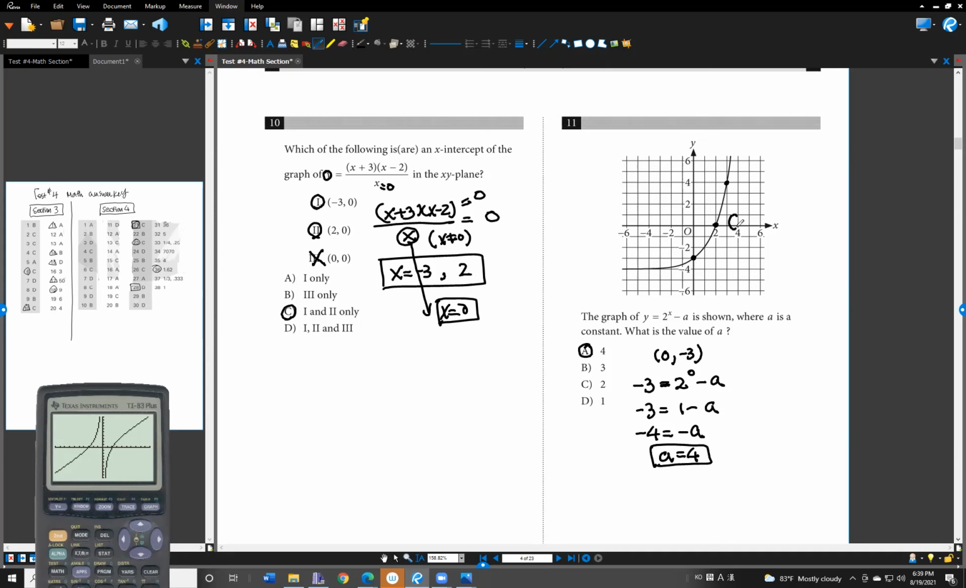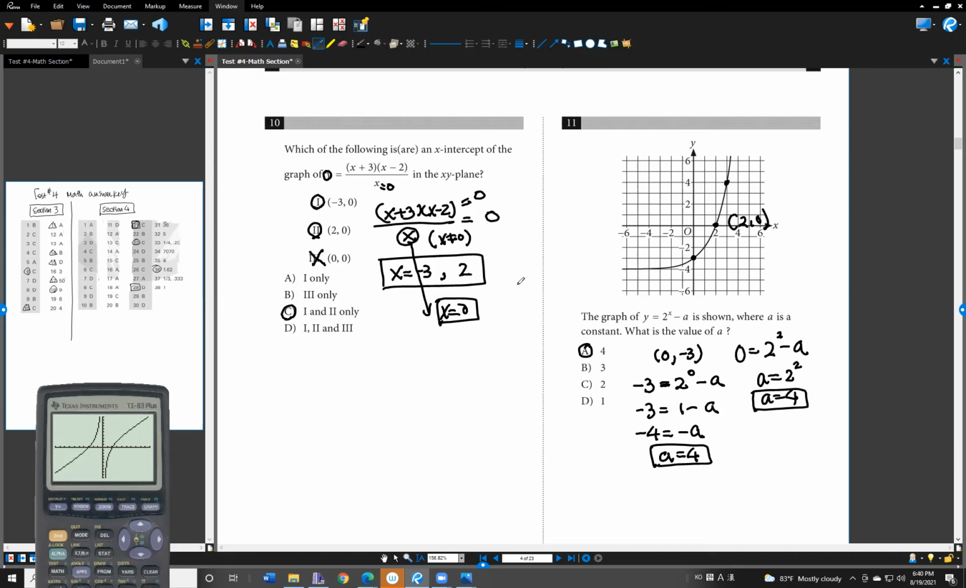Or you can use 2, 0, the x-intercept: y is 0, x equals 2, 2 squared minus a. That must equal 0. Okay, so a equals 2 squared, which is 4, right? You can use this point, or you can use this point, it doesn't matter. Okay, any point will work. That's number 11. Any questions on this one?